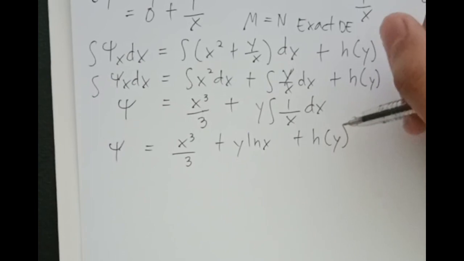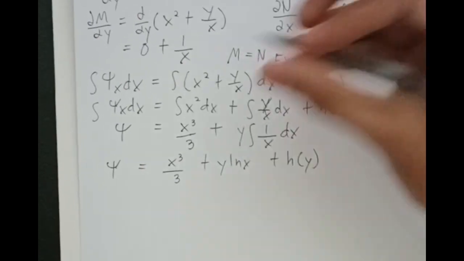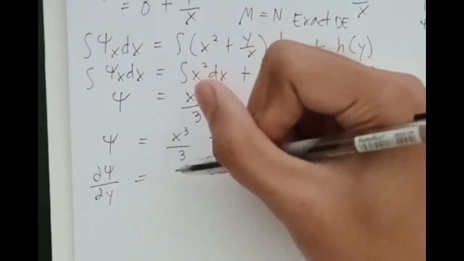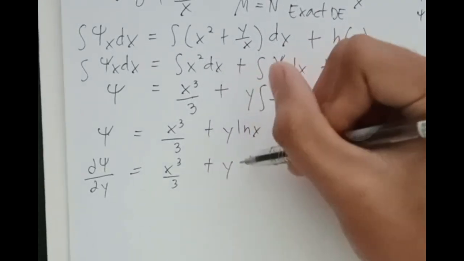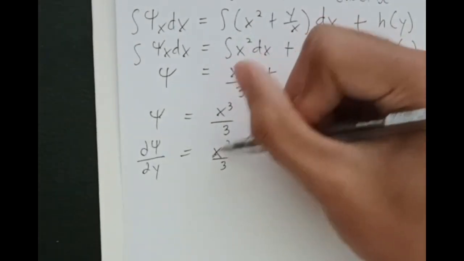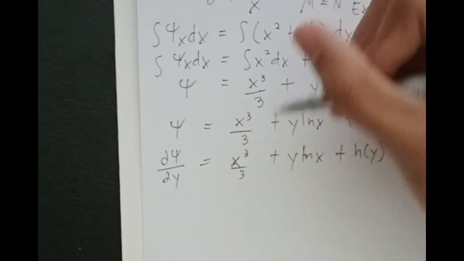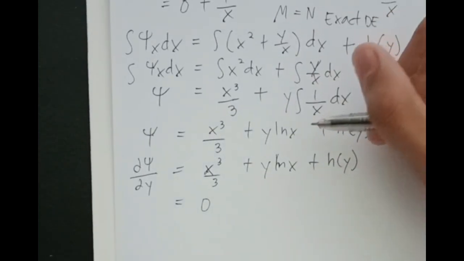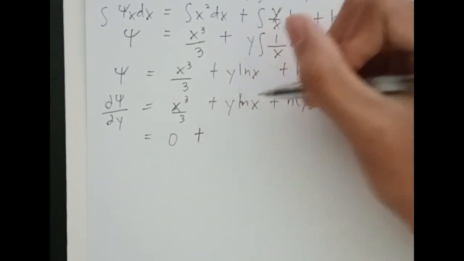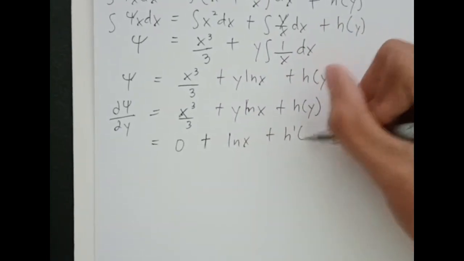In order to get the first derivative of h of y, we will find the partial differentiation of psi in terms of y. Just copy the value we got for psi, that is x cubed over 3 plus y ln x plus h of y. So we will differentiate x cubed in terms of y. x cubed has no y variable, so it is considered constant, and the derivative of a constant is 0. So it will be 0 plus, ln of x here is constant too because it is in terms of x, and the derivative of y is 1. So 1 times ln of x is just ln of x plus h prime of y.